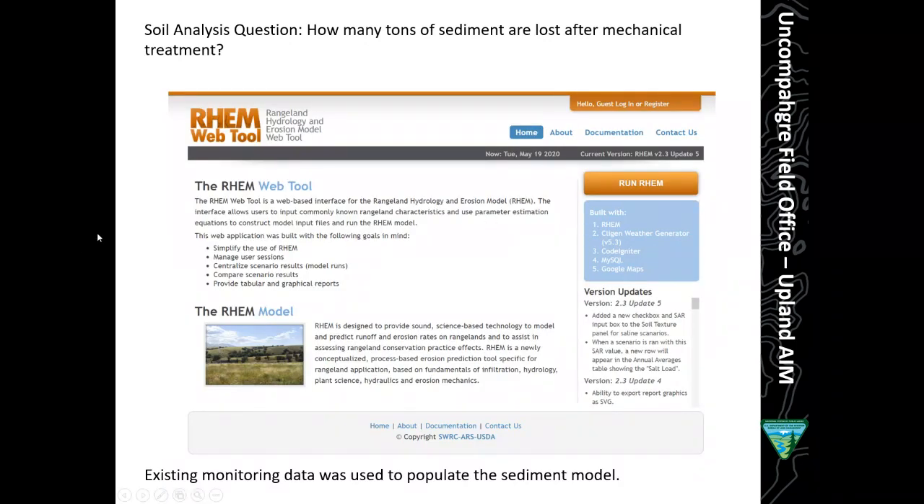So then what we were able to do is take that data, we plugged it into the Rangeland Hydrology and Erosion Model so that we could predict runoff and erosion rates from the sites that we had monitoring data. Next slide.